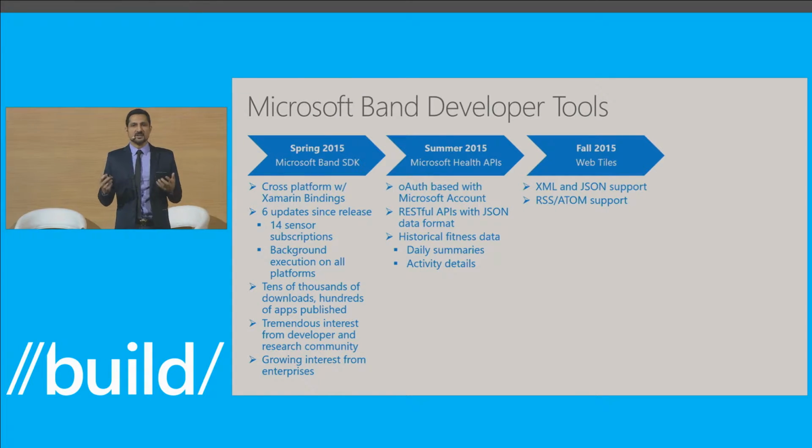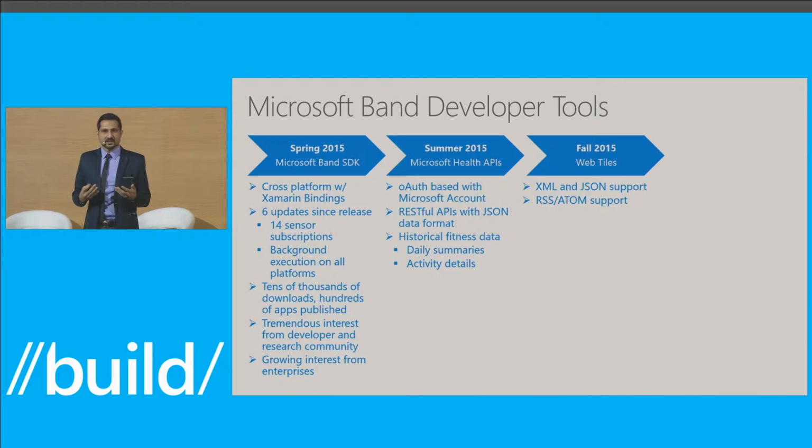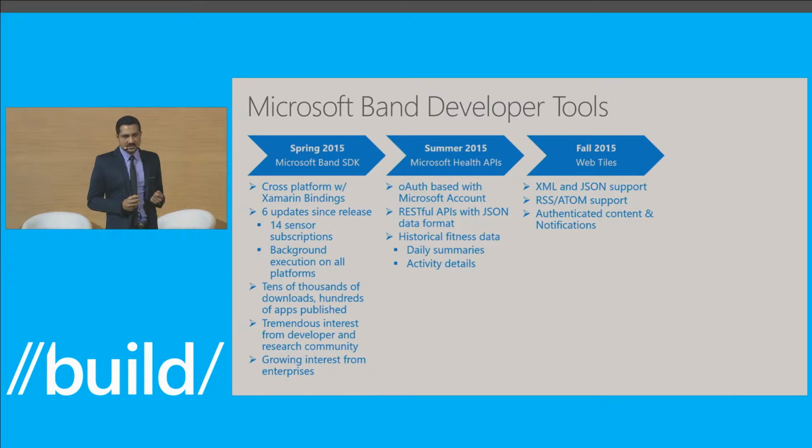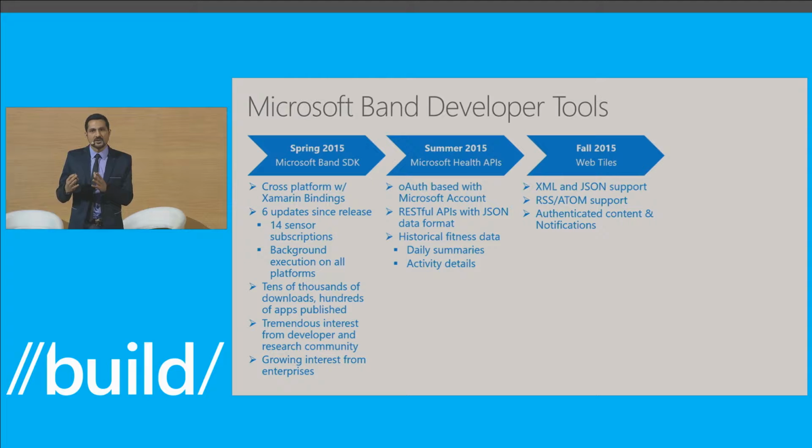So if you have a data source that is in the form of an RSS feed or an Atom feed, you can directly access that and get that data onto the Microsoft Band. In addition, we allowed for authenticated content, so it doesn't have to be static content. It can be content that is authenticated, so for every user, it can be different.